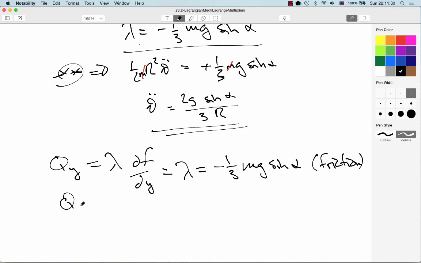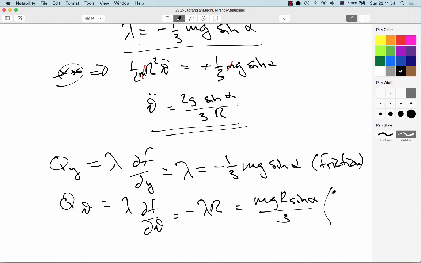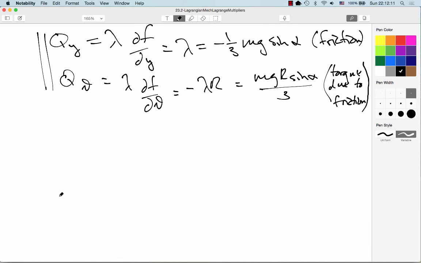And then let's go take a look at our Q theta generalized force. It's not really going to give us anything new, but it's worth looking at. So that will be equal to, remember partial f partial theta is equal to minus r, so this will be minus lambda r. So this will be equal to plus mg r sine alpha over 3. And that will be the torque due to the friction. There we go. So that's how you go about getting your generalized forces there.